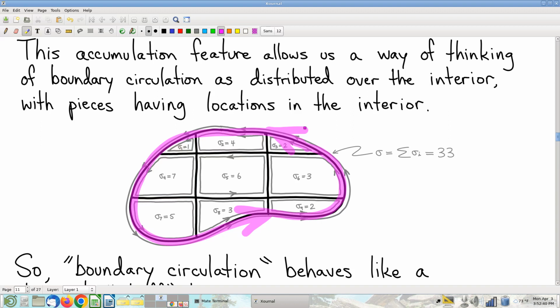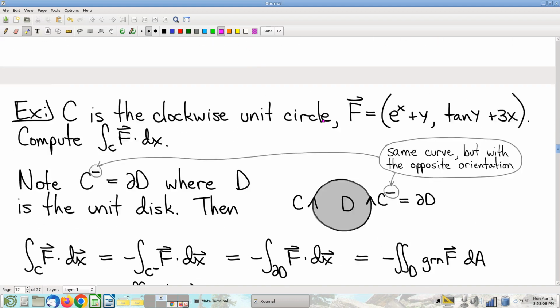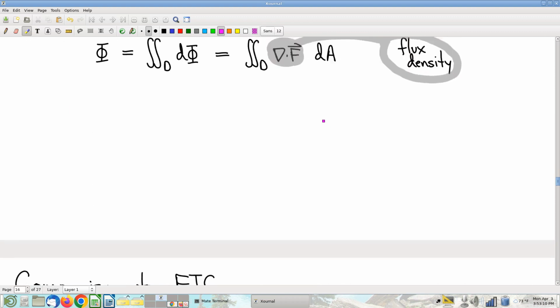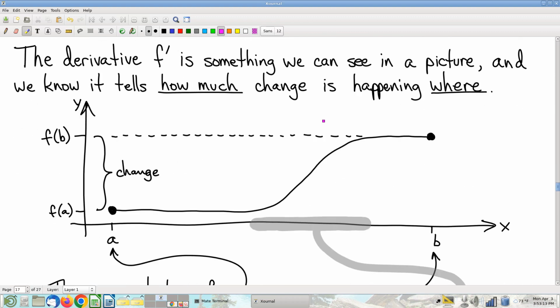This is an eyebrow raiser. It's seemingly counterintuitive that it's happening in the interior, even though we computed it on the boundary. So how could something that's computed on the boundary be thought of as actually happening in the interior? Isn't that kind of wrong? Doesn't that seem counterintuitive? Well, think about that exact same statement now in the context of the fundamental theorem of calculus.